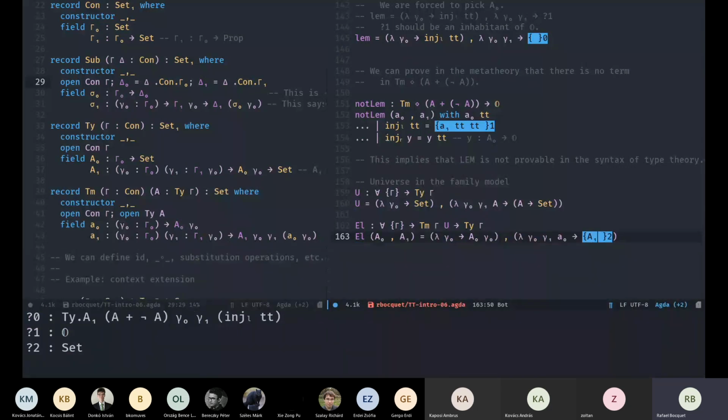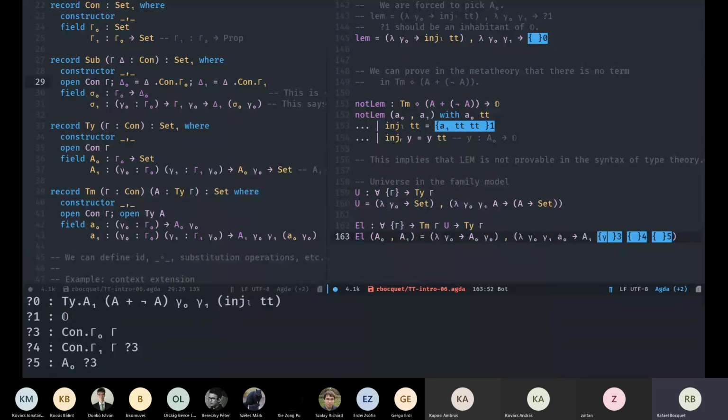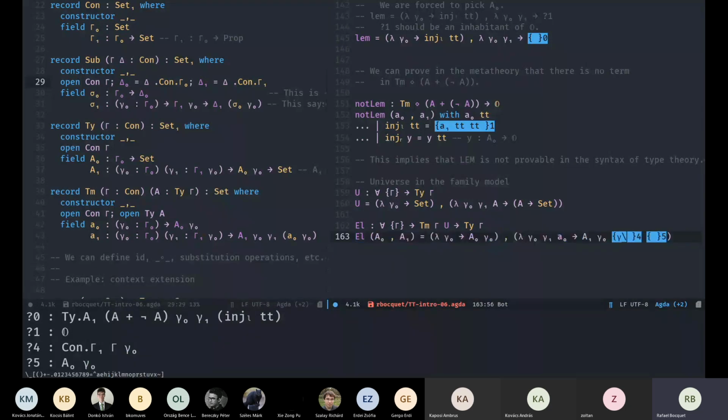Well, essentially it doesn't do anything. But implicitly, if we don't use the type in type, it will raise the universe levels of components A0 and A1.